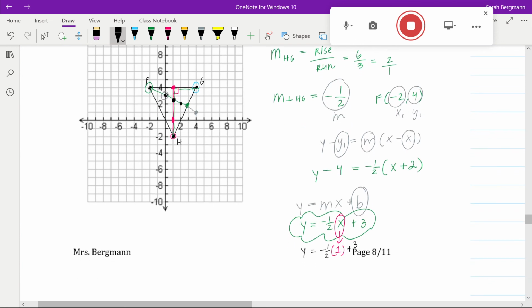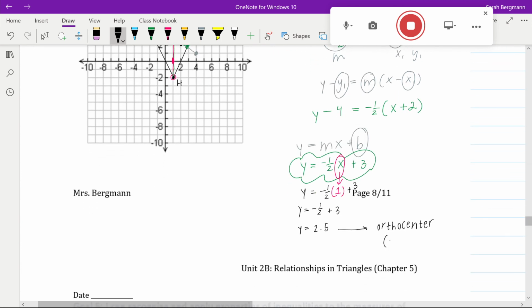I have y equals -1/2 times 1, that's -1/2, plus 3. -1/2 plus 3, it's kind of like 3 minus 1/2, so that would be 2.5. So I know the y value is 2.5, I know the x value is 1, so my orthocenter is at the point 1, 2.5.